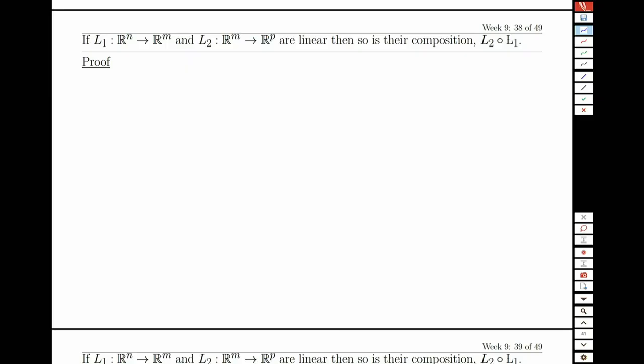So we have these two maps, and they're both linear, and we want to show that L2 following L1 is also linear. For that, we need the criteria for a linear transform. That is a relatively short list of just 2 things. If a function is linear, what's one of the criteria?